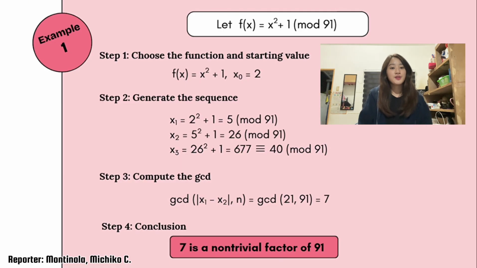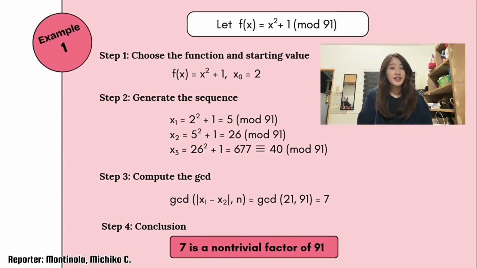We can now continue to x sub 2, which is equal to 5 squared plus 1, which is equal to 26 modulo 91. And to continue, we have x sub 3, which is equal to 26 squared plus 1, which is equal to 677, which is congruent to 40 modulo 91.